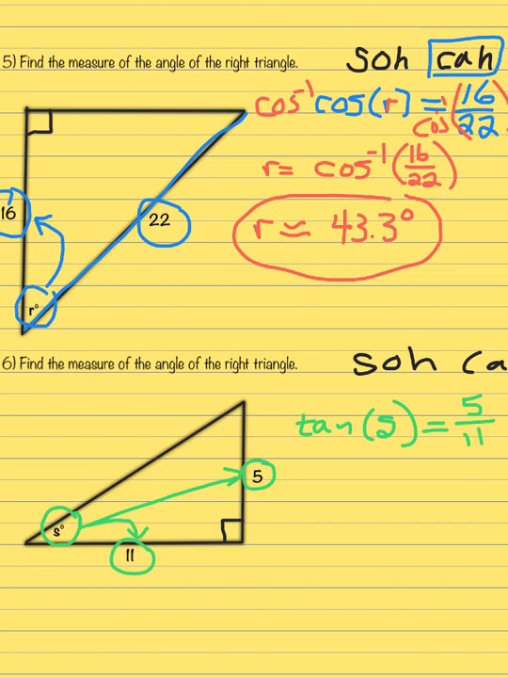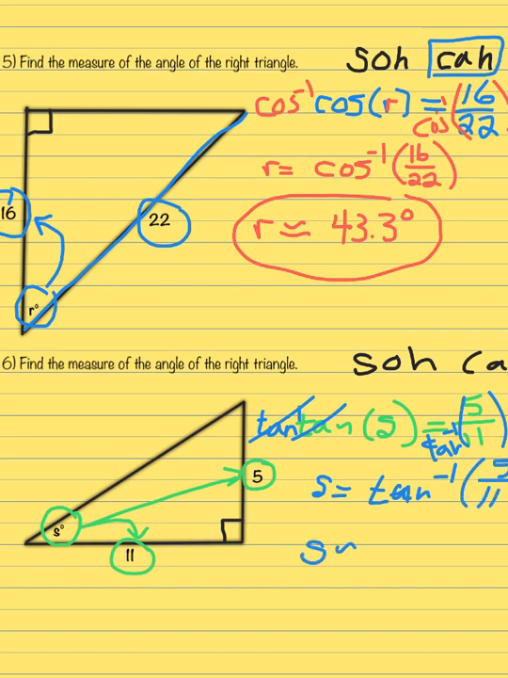And if I want to solve for the S, I need to do the inverse tangent of both sides. That would cancel those out, leaving me with just S equals the inverse tangent of 5 over 11. And then if you need to solve that exactly or approximately, type it into the calculator, which would give you approximately 24.4 degrees.